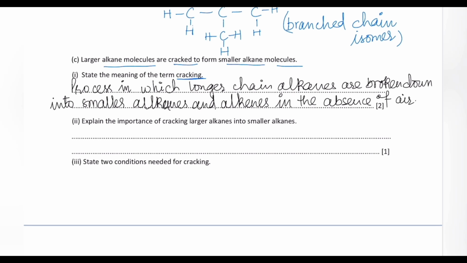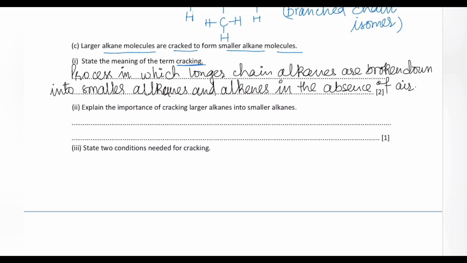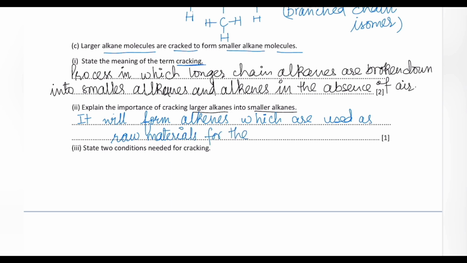Next question is, explain the importance of cracking larger alkanes into smaller alkanes. So you may write down any importance or any use of the cracking. I will write: it will form alkenes, which are used as raw materials for the manufacturing of plastics.